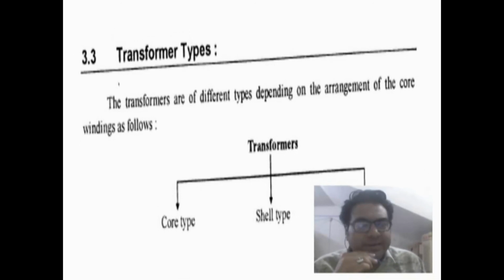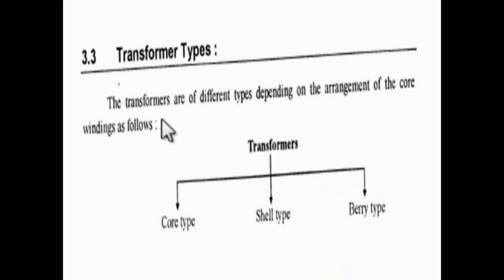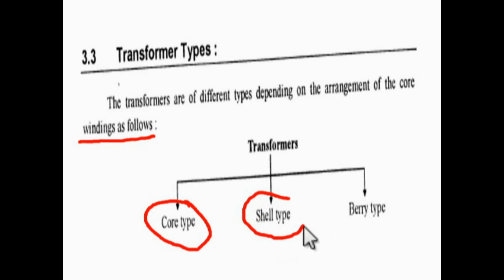So guys, now we will discuss transformer types. We will see the different types of transformer. How many types of transformers are there, we will see, guys. Basically you can see on your screen, transformers are of different types depending on the arrangement of the core and winding as follows. The first type is the core type transformer. The second type is the shell type transformer, and the third type is the Berry type transformer, which is not used or very rarely used.